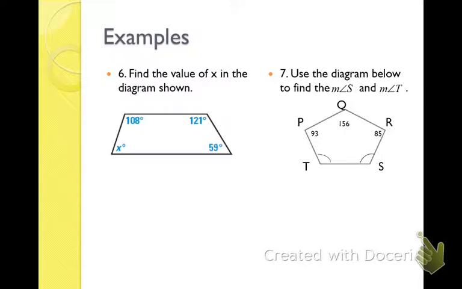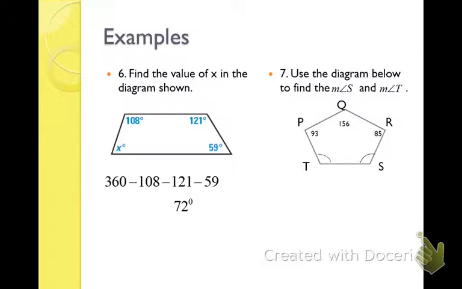Six, find the value of x shown in the diagram. Is this any different from what we just did? No. 360 minus the 3 angles, what do you get? Somebody on your calculator do it. What do you get for x? All right, x equals 72.